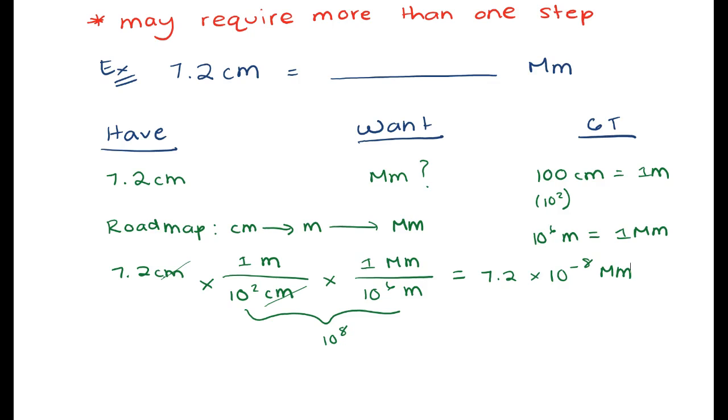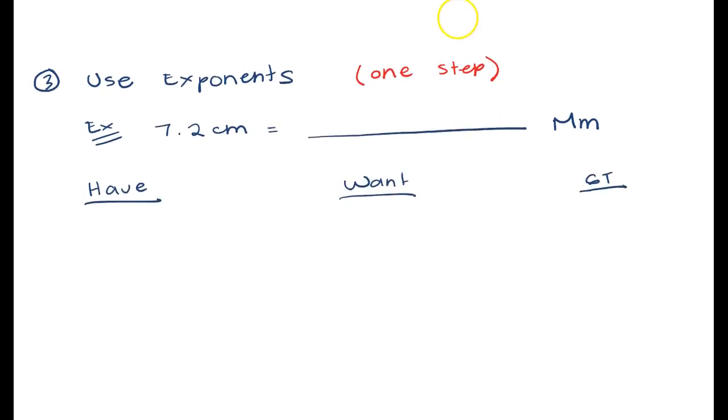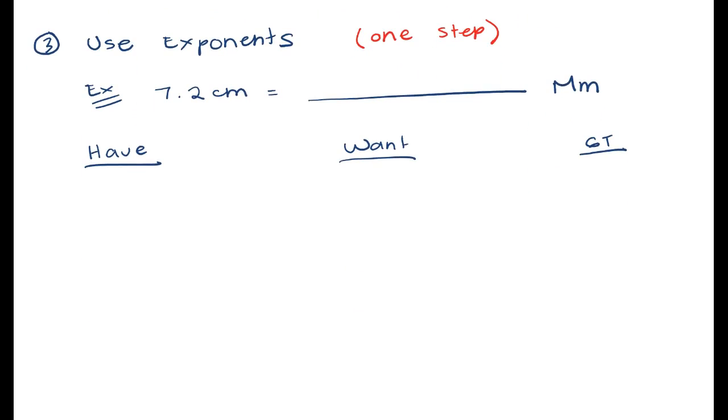One other thing we could do is go ahead and do this all in one step, figuring out the conversion factor. Same thing, I have 7.2 centimeters. I want to figure out how many megameters that is. The big difference is we're going to use exponents in this case. I like to start with the bigger on top. I'm just going to write what mega is. Mega is 10 to the 6. And I have centi, which is 10 to the negative 2.